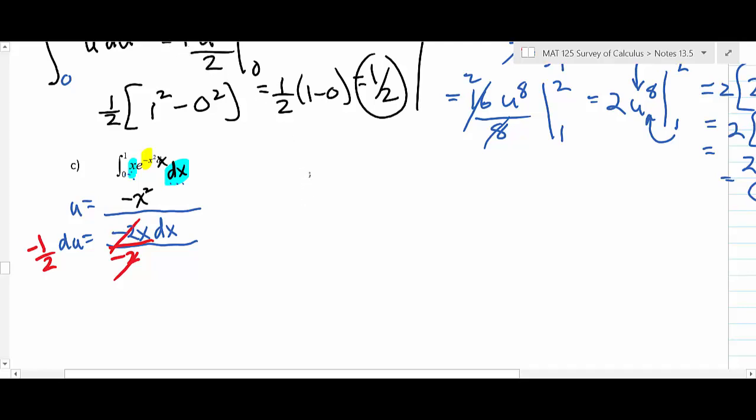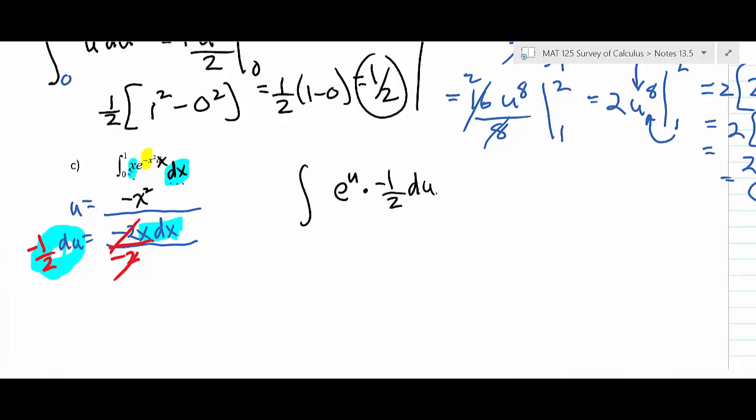Okay, so how does the integral grow? e to what? u. Negative x squared is u, right? Okay, what is this part in blue? x dx, what did it turn out to be? That thing. That thing right there. Okay, so that's going to be times negative 1/2 du. So that's your u substitution integral. Okay, everything is accounted for, and you have an integral that's easy to do, right? That's the thing. Now you got to work on your limits.